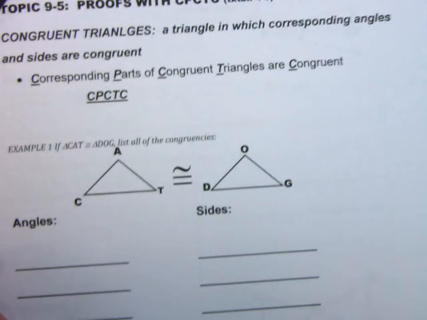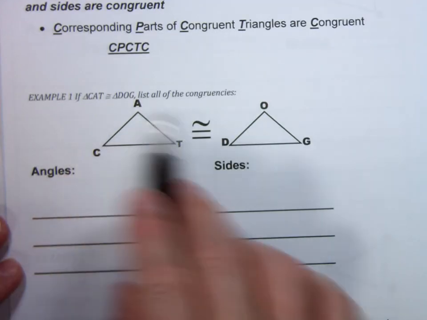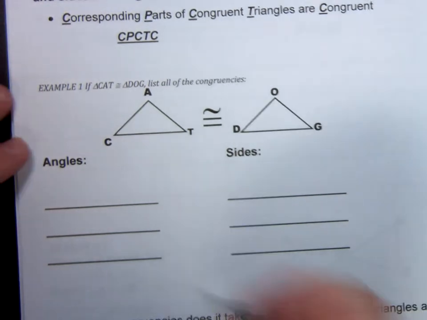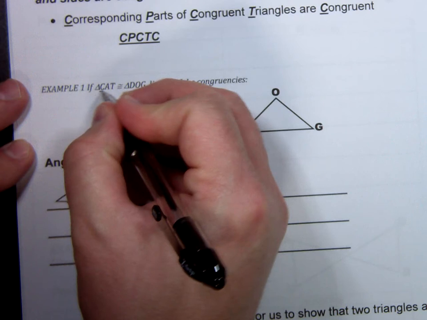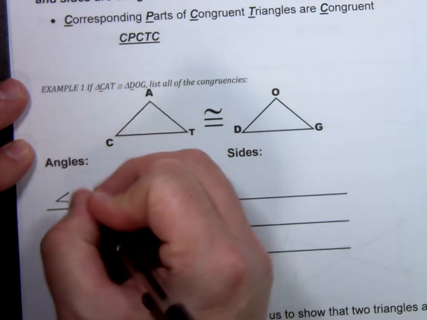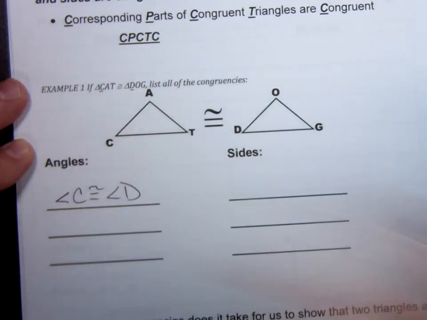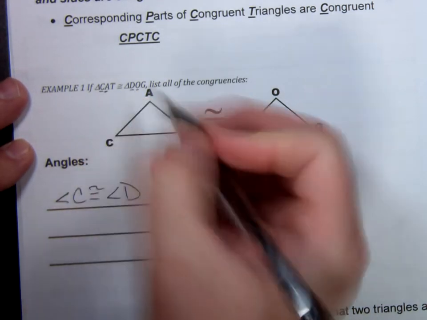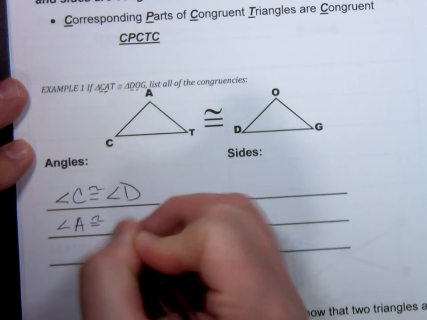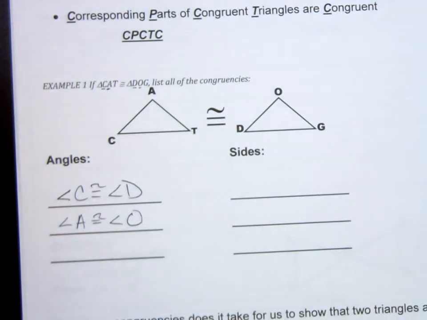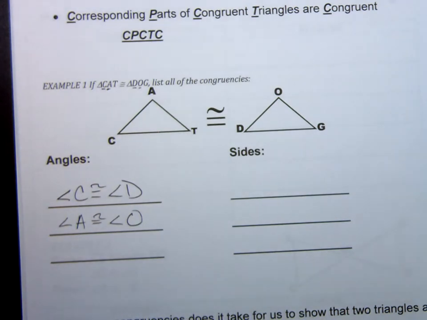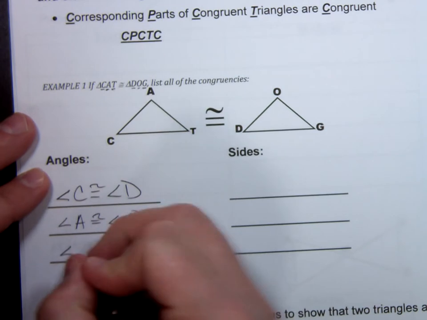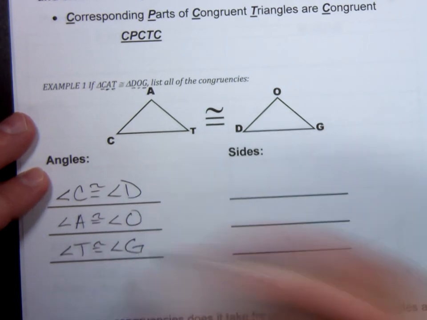So for example, right here, triangle CAT is congruent to triangle DOG. So knowing that they're congruent, all their corresponding parts are congruent. That means angle C and angle D are congruent. Angle A and angle O are congruent. And I'm doing this based off the congruent statement because remember the congruent statement goes in corresponding order. And then angle T, last letter, is congruent to angle G, last letter. So all those angles are congruent.